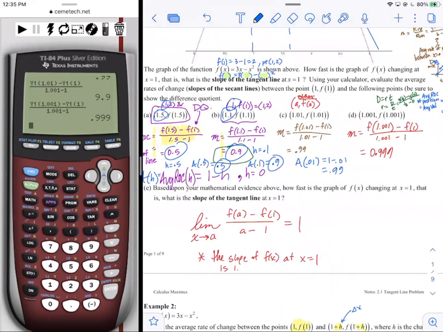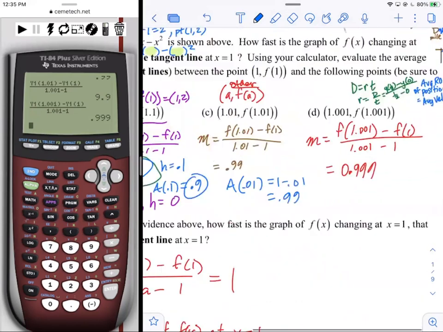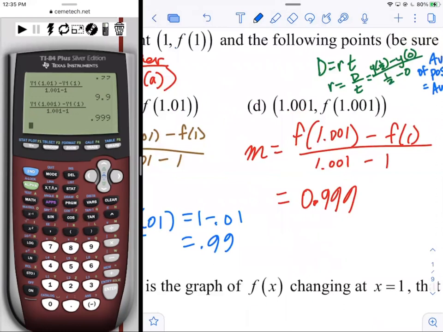Guys, I'm sorry I made you use a calculator, setting up all these tedious average rates of change. My bad. Have a great lunch. We'll talk about it afterwards.